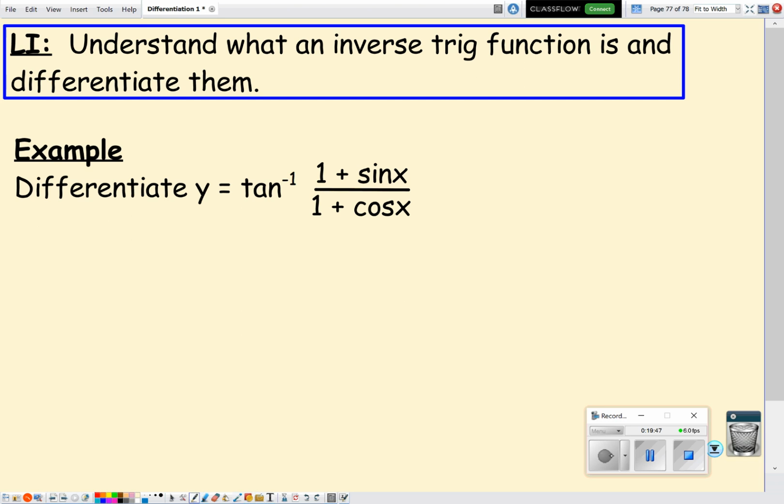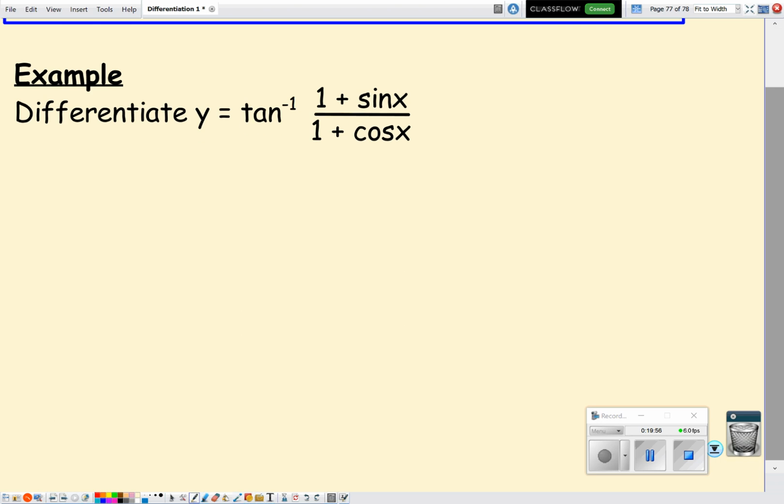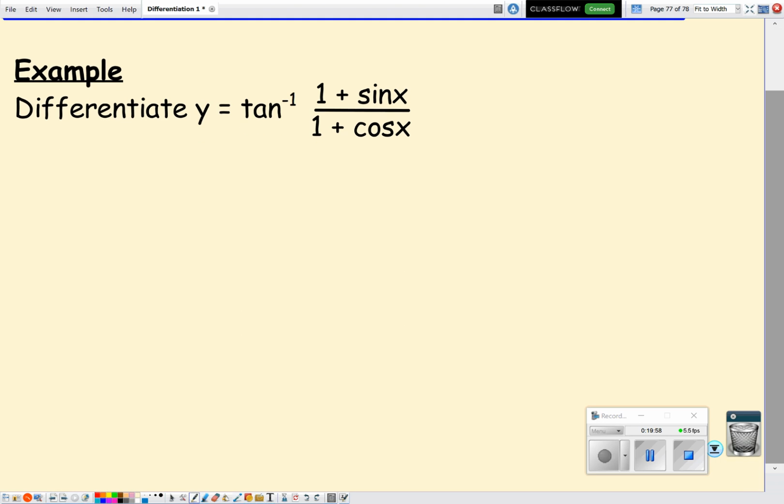So to cut the length of the video down, I would do the last example in the notes, and spend a bit more time on that one, because it is pretty difficult. If you get this, then this is definitely a grade AB question in the exam for sure. So let's have a look.